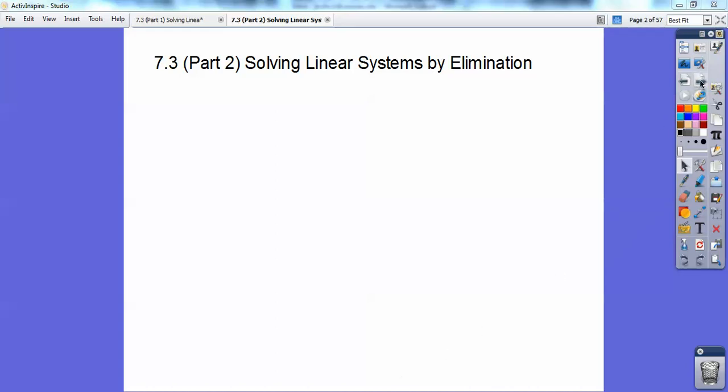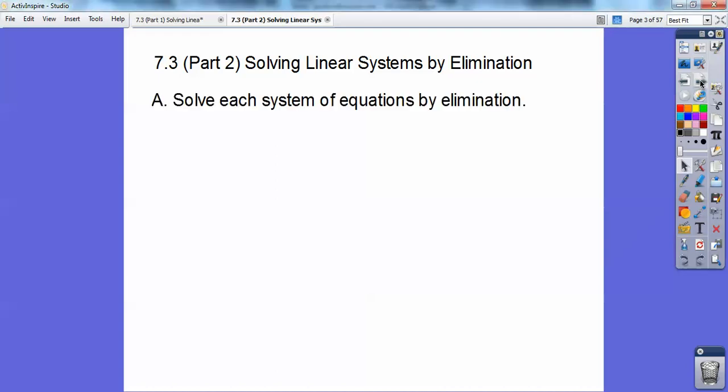This is the second part, so you can watch the first part too. It's pretty much more of the same. Solve each system of equations by the elimination method.